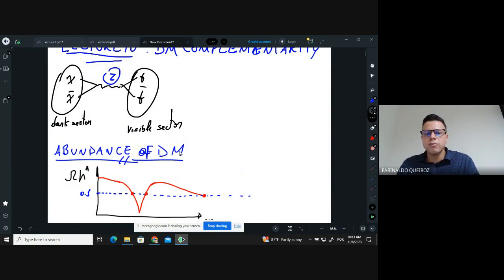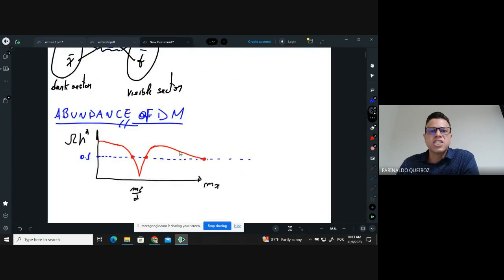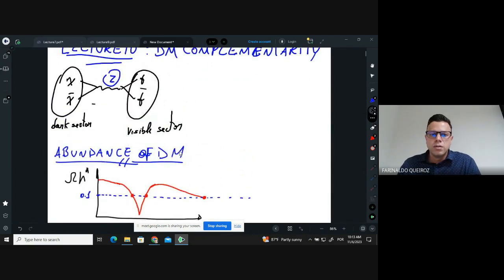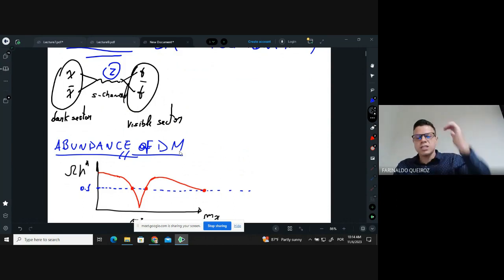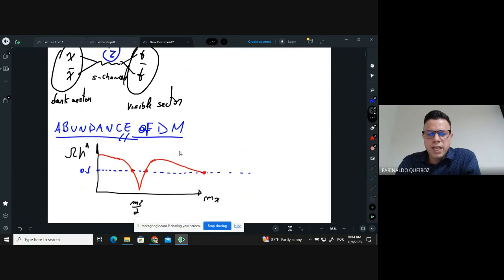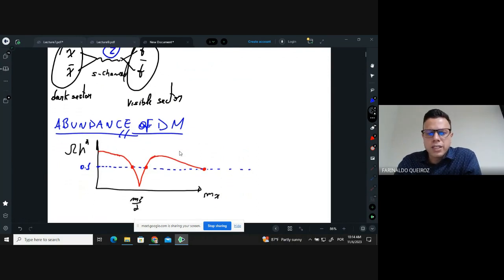Therefore, usually what you find in S-channel models, not necessarily a Z boson, it could be a Z prime or a scalar or whatever, whenever you have a resonance in an S-channel Feynman diagram, you're going to see something like this. The abundance starts very high, then drops when you reach the resonance, then rises up again and then goes down again. So let's try to understand now how you can understand this shape.